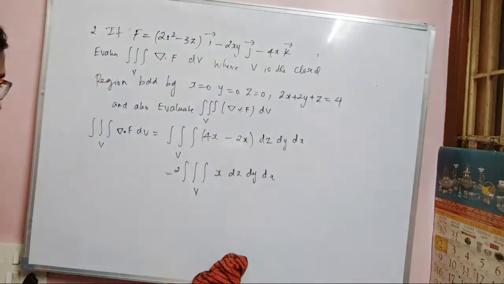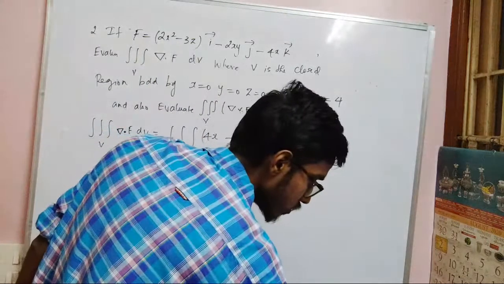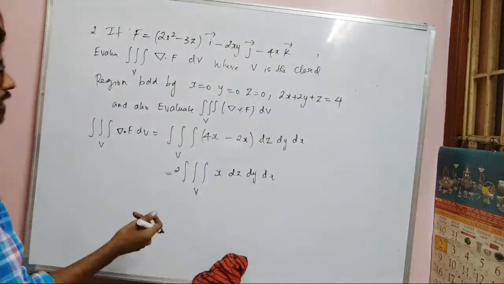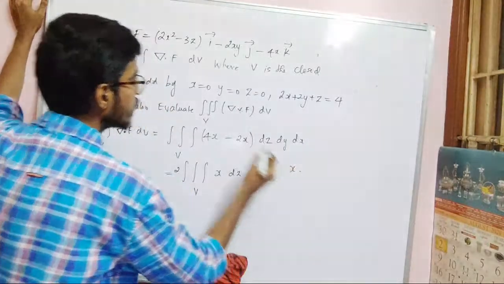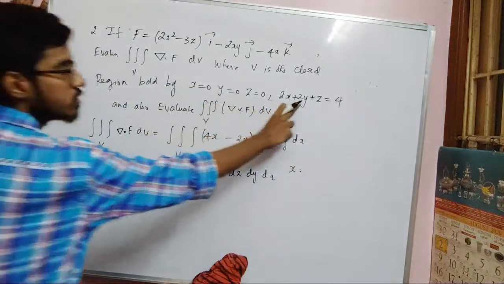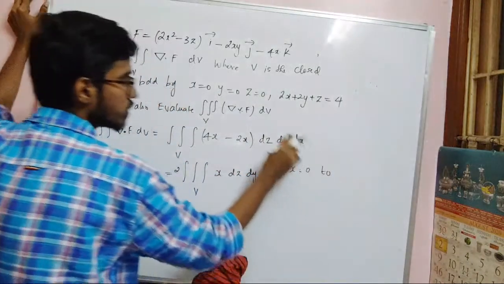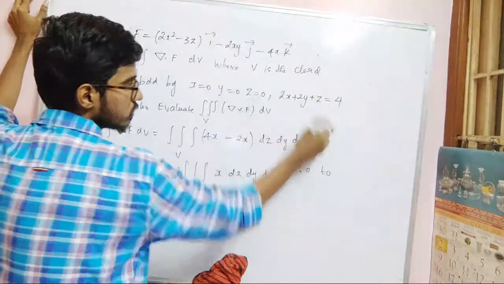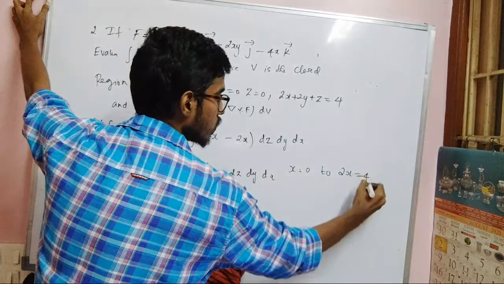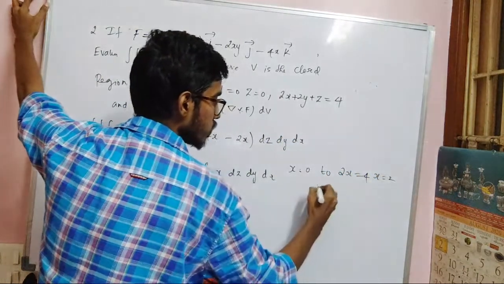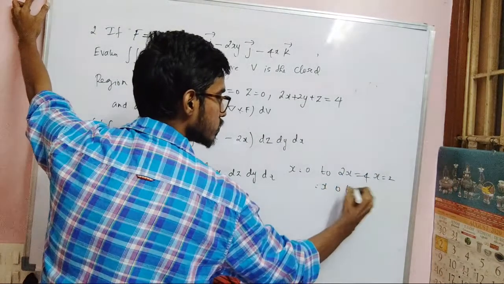Now we need to find the limits, right? So I think you can easily find the limits. How do you find the limits? In order to find the x limit, you put y is equal to 0, z is equal to 0. So we have 2x is equal to 4. That means x is equal to 2. Therefore x limit is from 0 to 2.